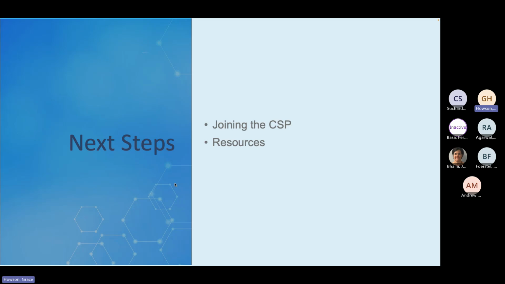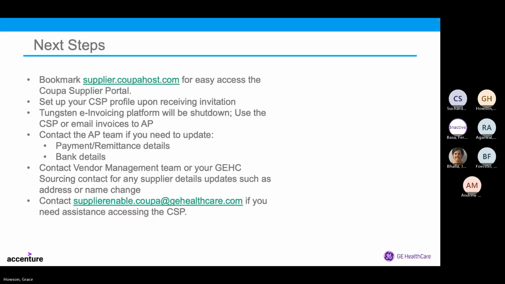Now that we've completed our demo, let's go over some next steps. Keep an eye on your emails for the CSP invite. It may arrive in your spam folder, so double check there. Click on Join Coupa as soon as possible and get yourself fully registered. In the meantime, be sure to bookmark the website supplier.coupahost.com to ensure you can always navigate back to the CSP.